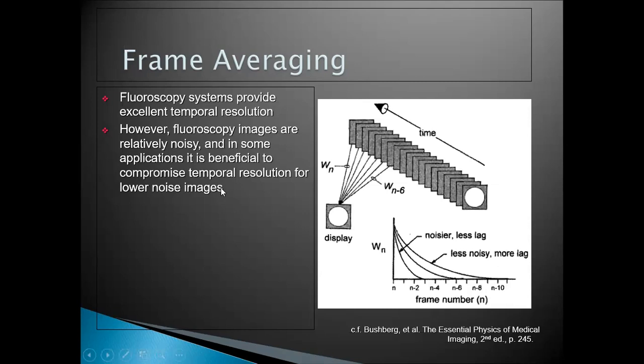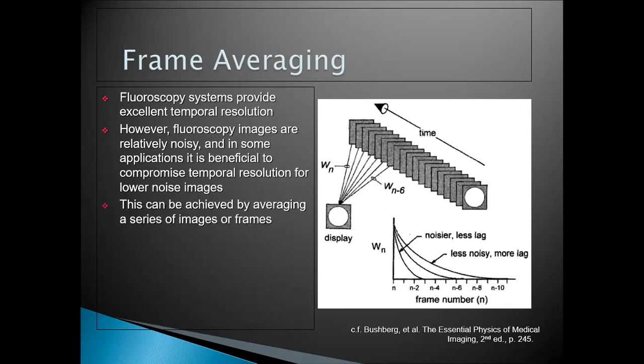But at times it is beneficial to compromise the temporal resolution. We can make do with the temporal resolution for us to have better images with lower noise. So in such a situation, we can use frame averaging.